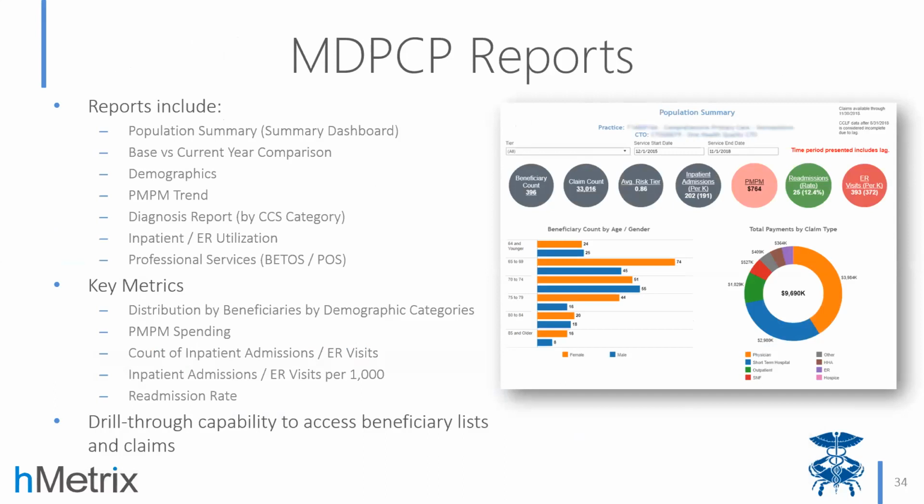As I mentioned, we're focusing on key metrics, focusing on demographic characteristics, per member per month spending, count of inpatient admissions or ER visits per member per month, per 1,000 beneficiaries. So it's in total or per 1,000 beneficiaries, as well as readmission rates. And then we provide drill-throughs throughout the reporting suite. So at any given point, if you customize a report and get information you want, you should generally be able to get a list of beneficiaries that meet the criteria with your query.